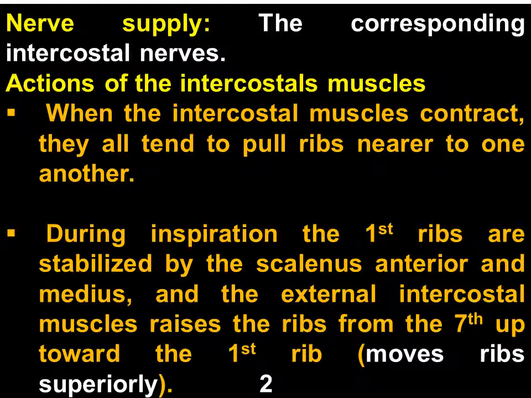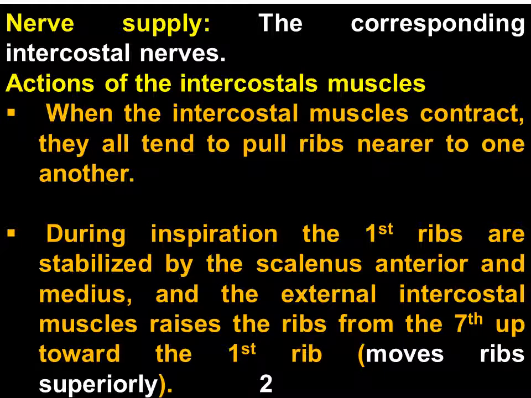هلا نجي على nerve supply of the intercostal muscle, of course intercostal nerve. Now the action. الأكشن بالنسبة للintercostal muscle when they contract they pull the rib near one another. During inspiration, the first rib will be stabilized by the scalenus anterior and scalenus medius muscle. والexternal intercostal بهالحالة it will pull the ribs upward from the 7 toward the first. يعني movement of rib superiorly.